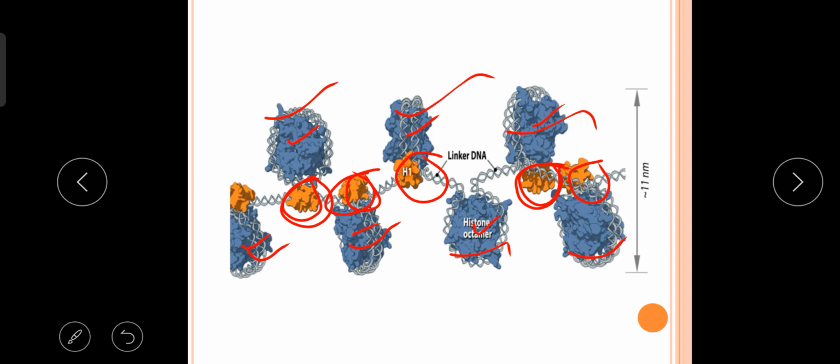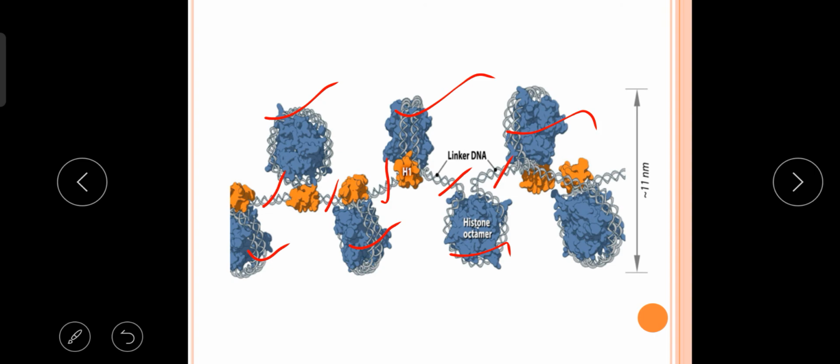Okay, and all these are linker DNA. Can you see all the spiral structures which connect the nucleosomes? This one, this one, this one, this one, all these spiral structures are nothing but the linker DNA which links or connects the nucleosomes in the chromatin network or in the structure of the chromosome.